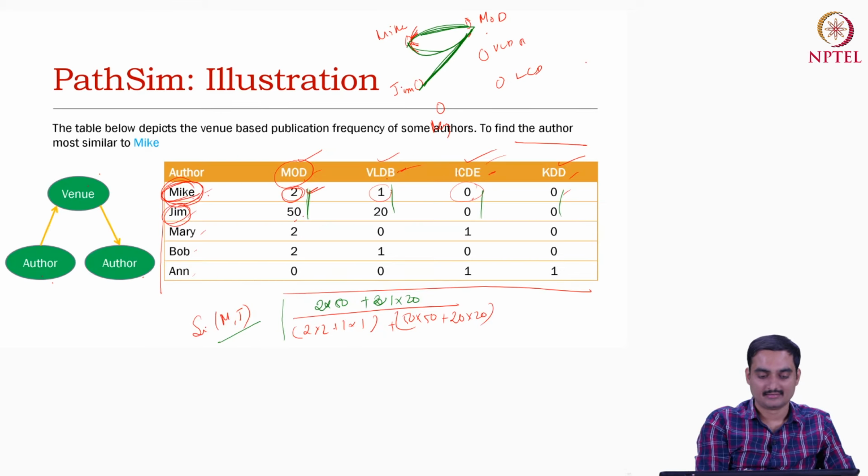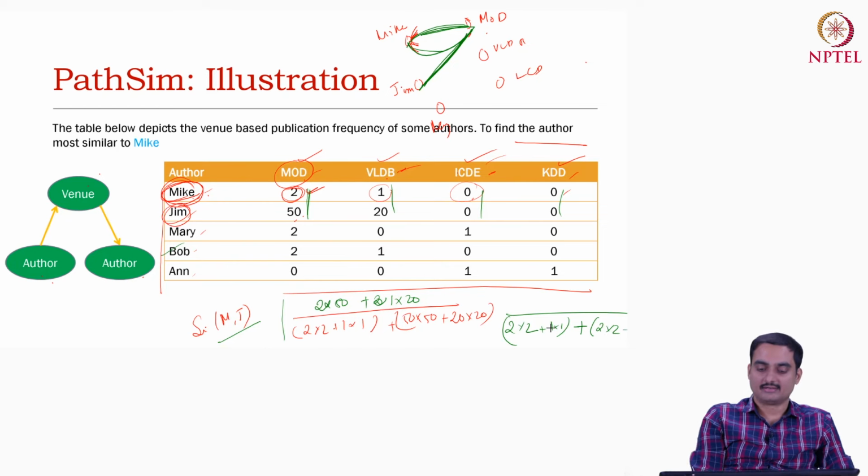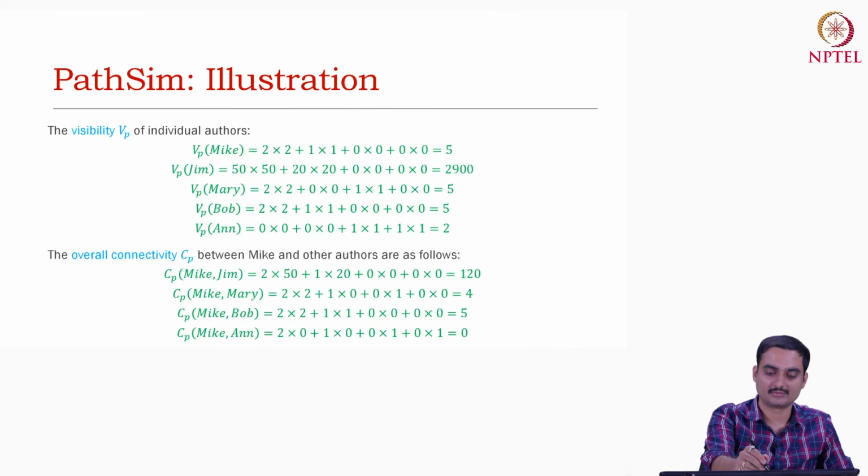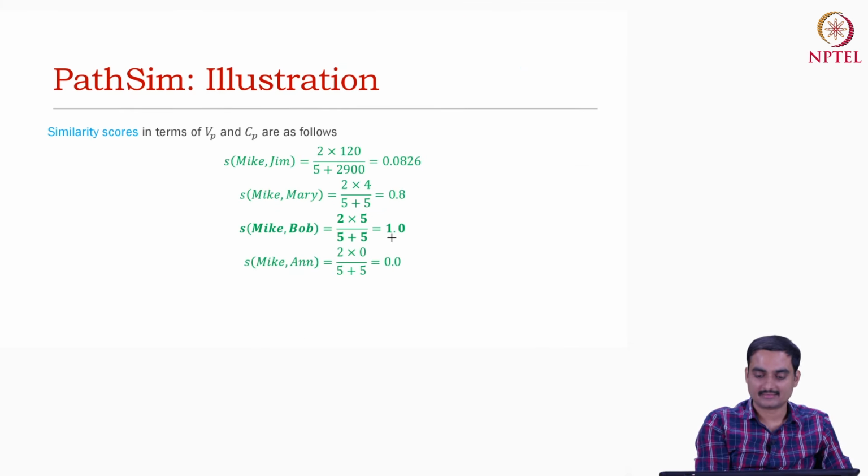Similarly, say Bob, do the same thing. The denominator in the case of Mike and Bob would be 2 times 2 plus 1 times 1 plus 2 times 2 plus 1 times 1, and the numerator would be 2 times 2 plus 1 times 1. If you do these calculations, you will see that the highest similarity is between Mike and Bob, which is 1.